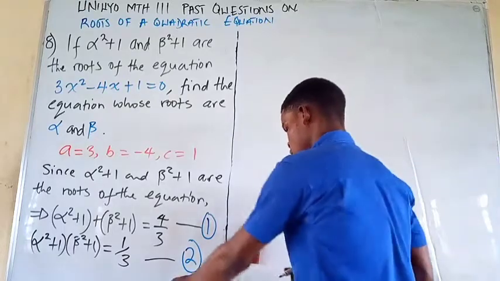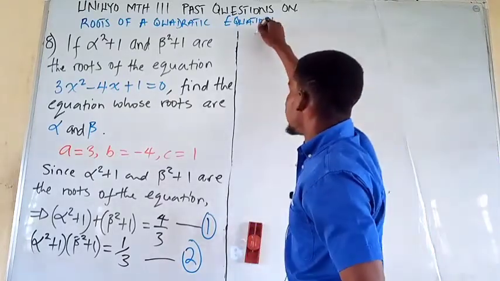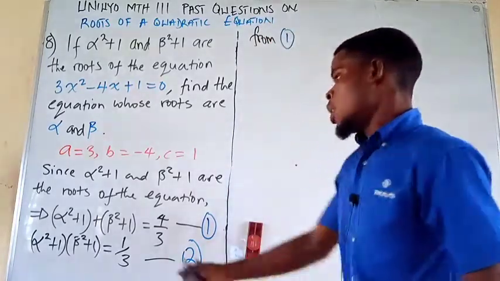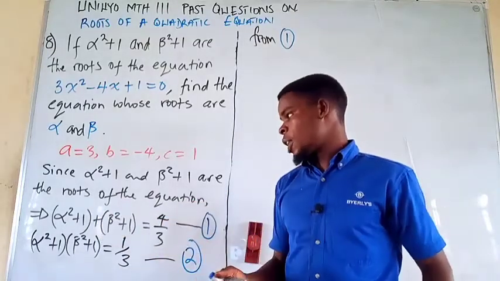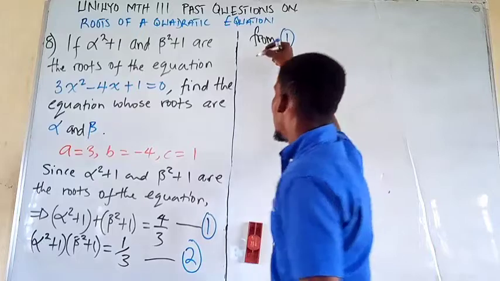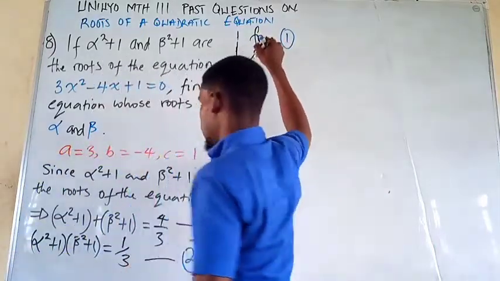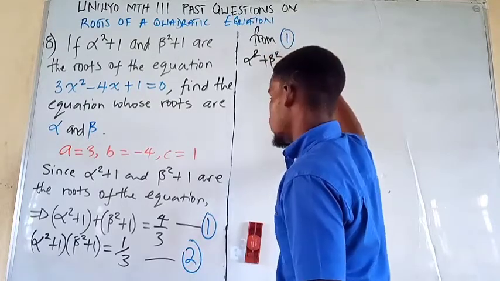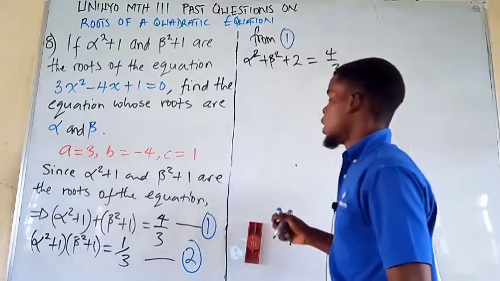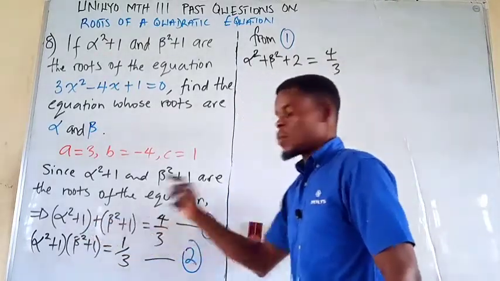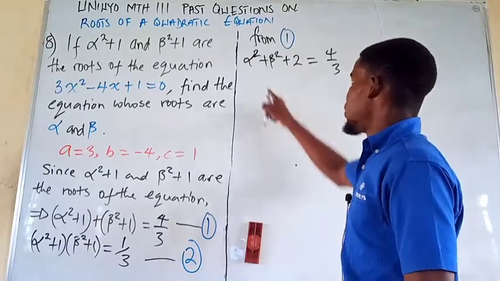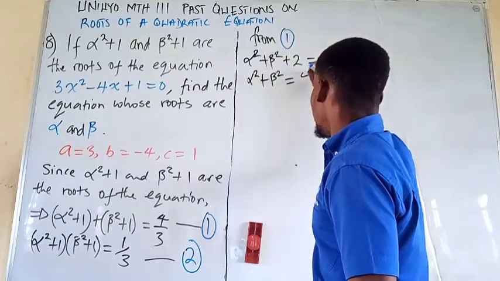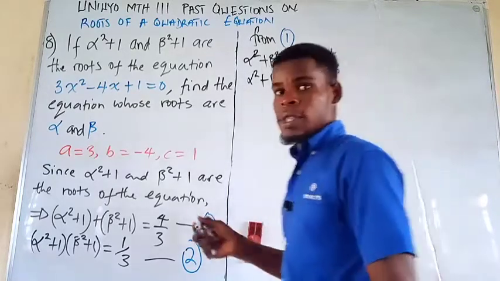Okay, now this is what I would like to do. From 1, let's simplify the expression on the left-hand side a little bit. So from 1, we're going to have alpha squared plus beta squared plus 2 is equal to 4 over 3, right? Alpha squared plus beta squared, 1 plus 1 is going to be 2. Maybe just keep this alpha squared plus beta squared here. That will be 4 over 3 minus 2, right? Subtracting 2 from both sides.